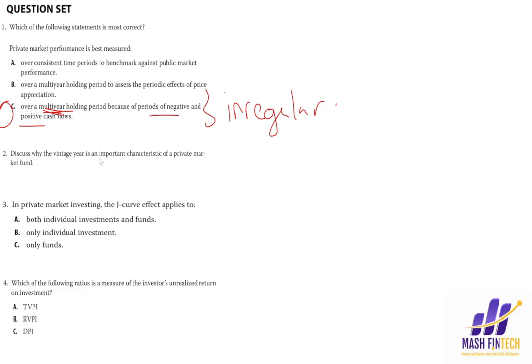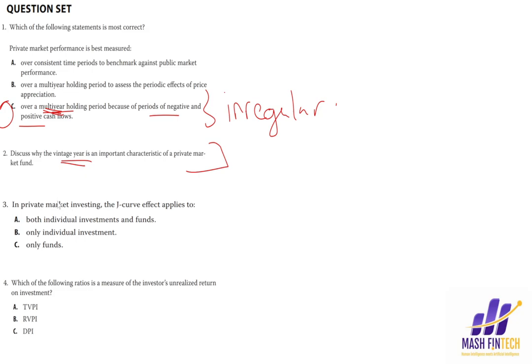And then number 2, discuss why vintage year is an important characteristic of a private market fund. So this makes it easier to make comparisons maybe between general partners. If they have the same vintage year, it means they have the same economic conditions that they've gone through. They face similar conditions. If they have the same strategies, then you can compare their performance over that particular time period within the same particular circumstances. So that's why the vintage year is important.